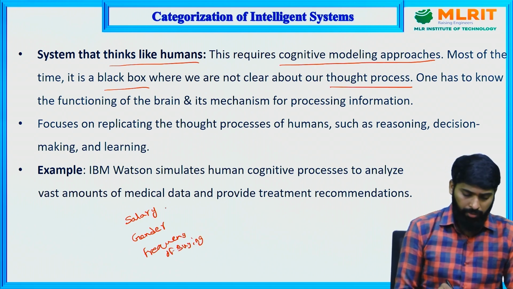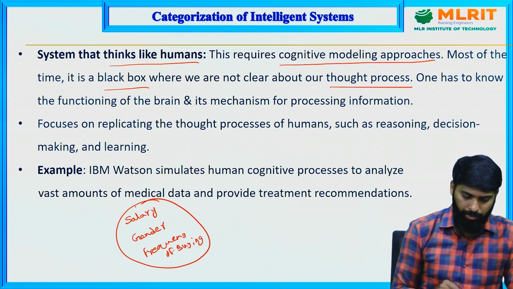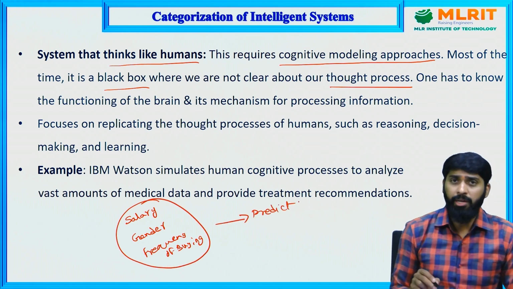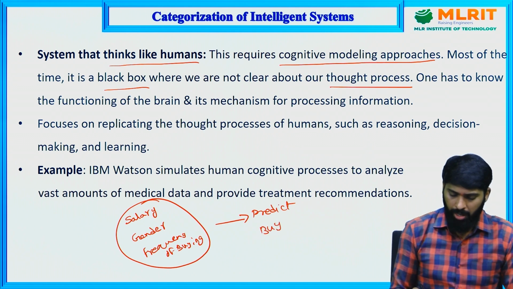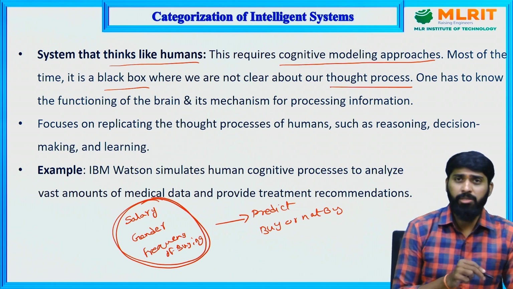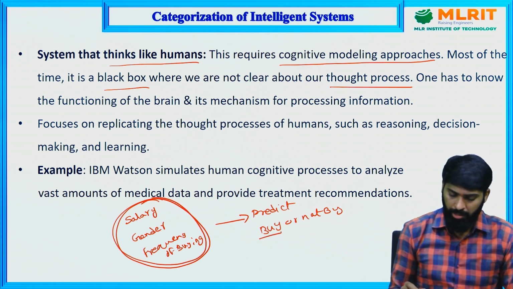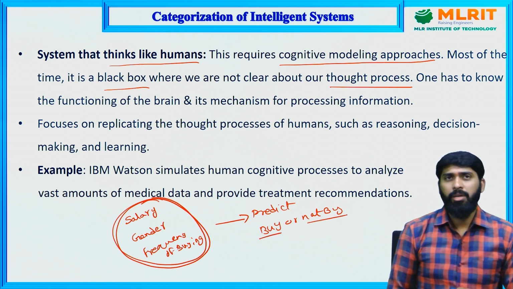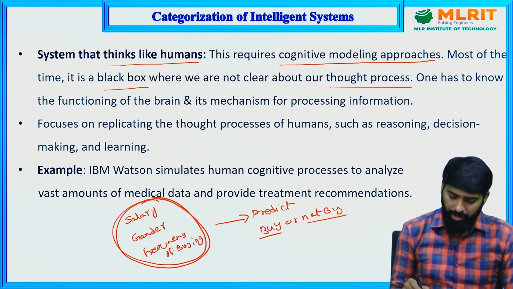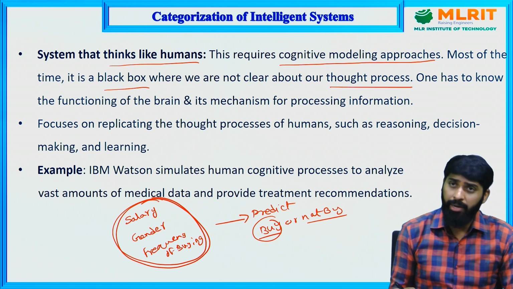So now if we give these three inputs, we are going to predict either he buys or does not buy. This is the input we are giving, and based on this input, we are going to predict either buy or not buy. Here we don't understand clearly how we are getting this output.